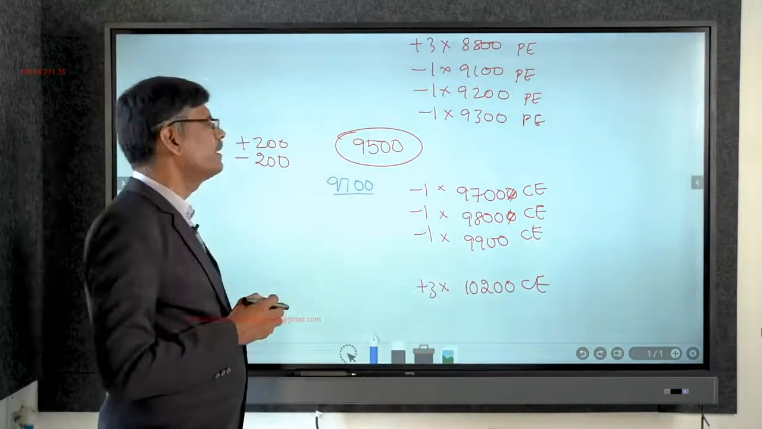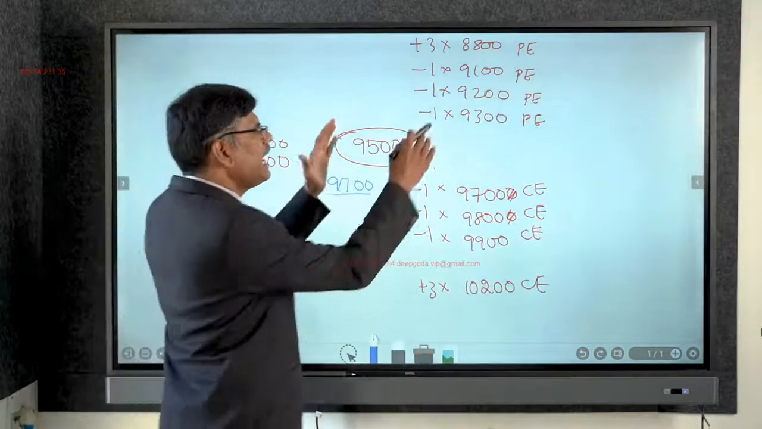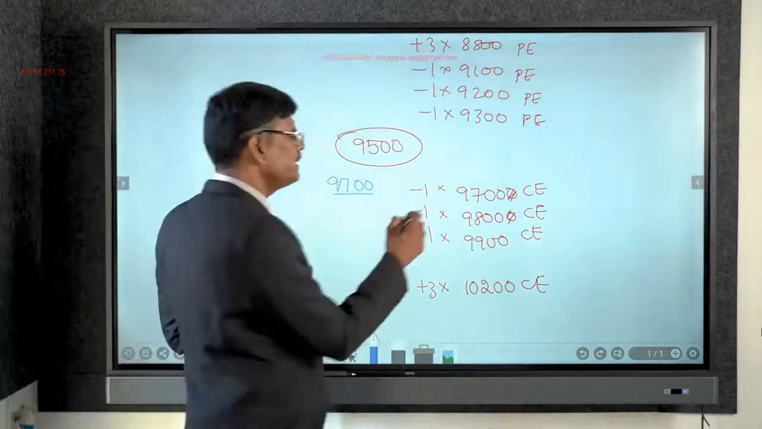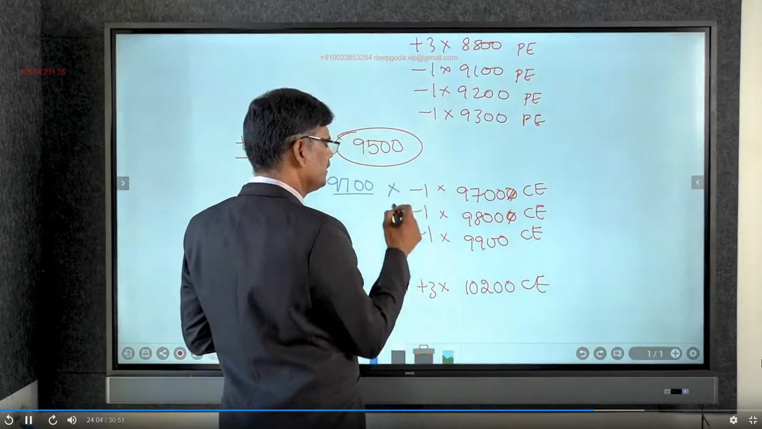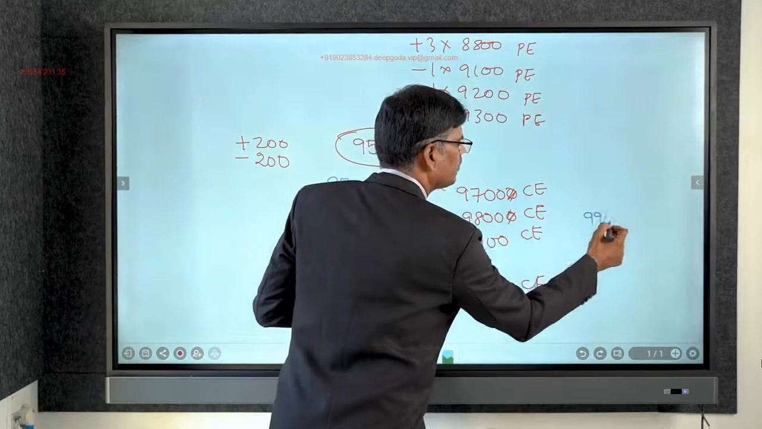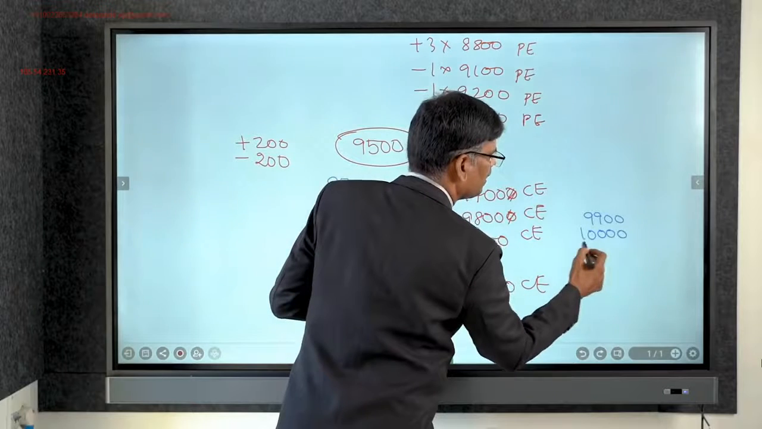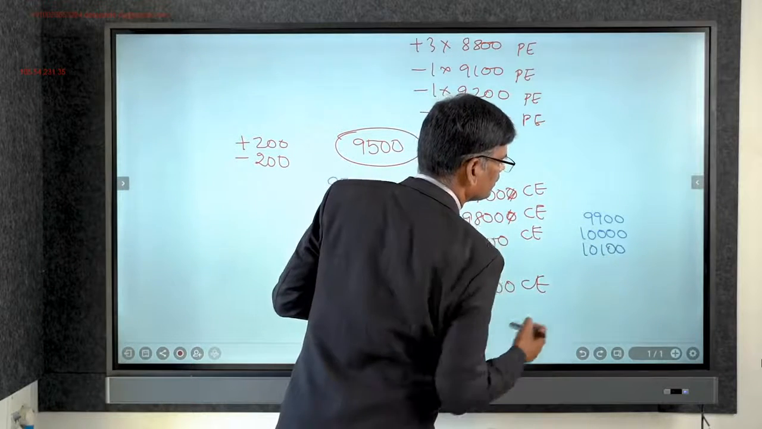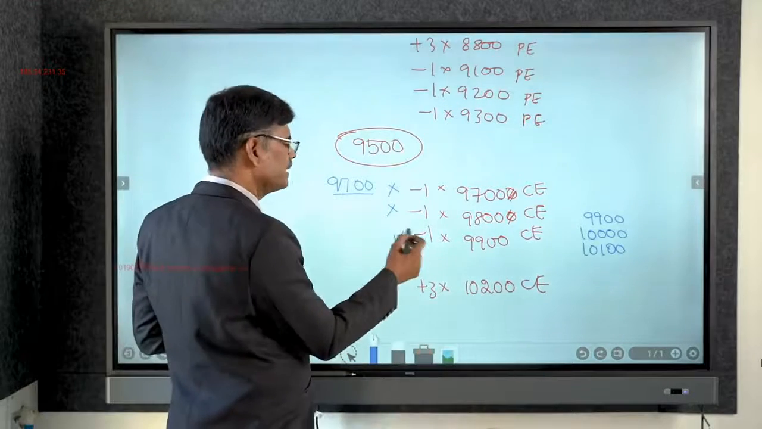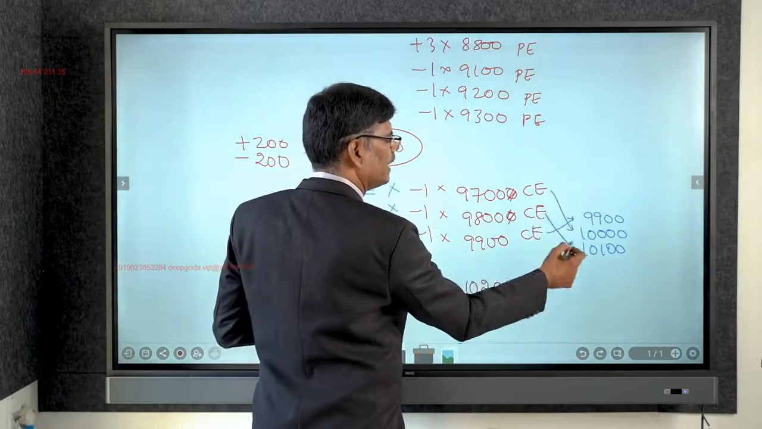Let us say the market is coming to 9,700. So what you do, the entire thing you shift by 200 points. Which means you close this, and now you should sell 9,900, 10,000, 10,100 call options. You no need to square up this because this will be there. You have to square up these two, then you have to create these two.